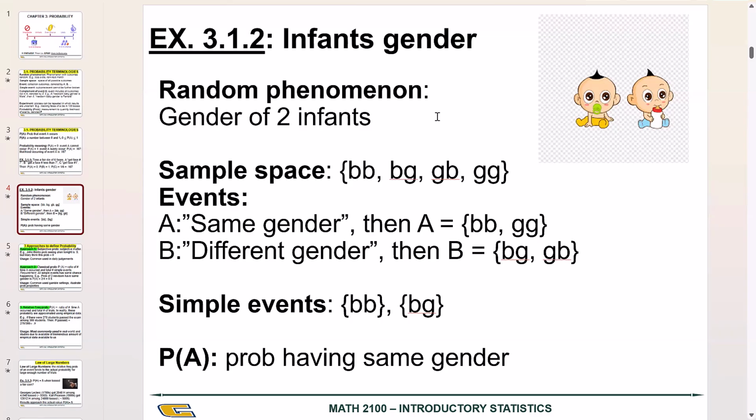And if A is the same gender event, then P(A) is just the probability of having the same gender. And we can calculate that, you can look at it. But now let us just look at some other approaches people use to define probability.